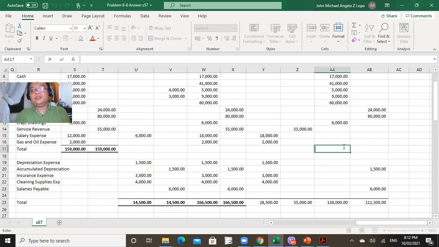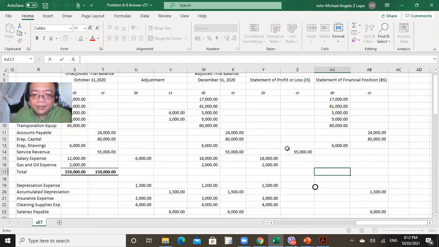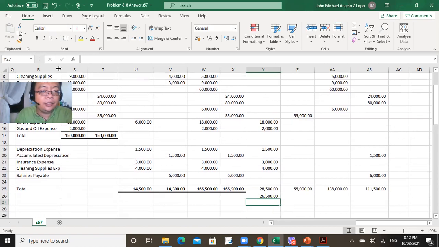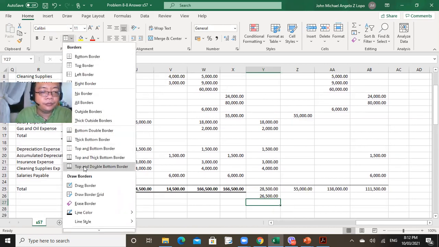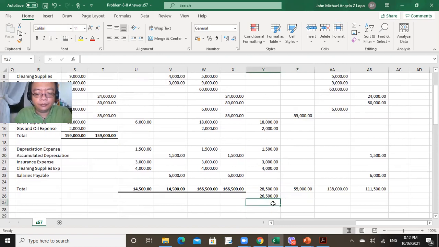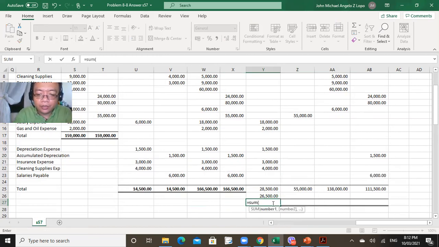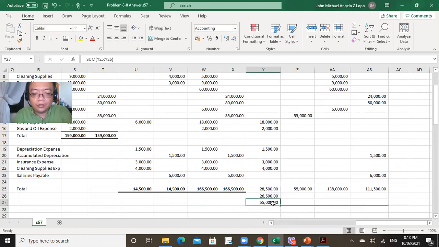Why not balance? Alright. So, very important here is basically, why not balance? Okay. To balance here, we will put the balancing figure here, para mabalance. 55,000 less 28,500. To balance, you will put here 26,500. All right. 55,000 here. So balance na.